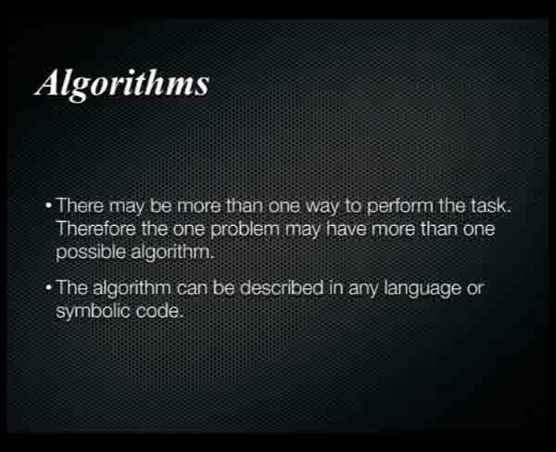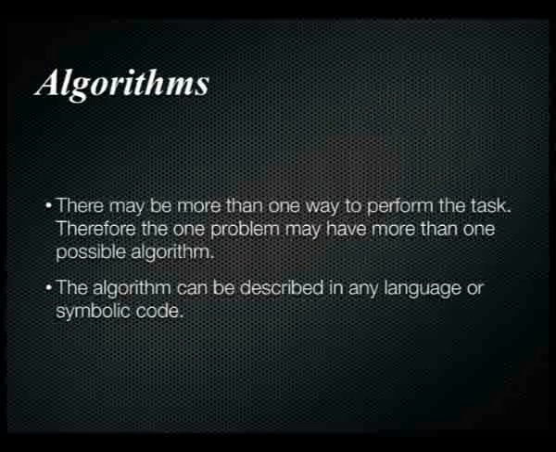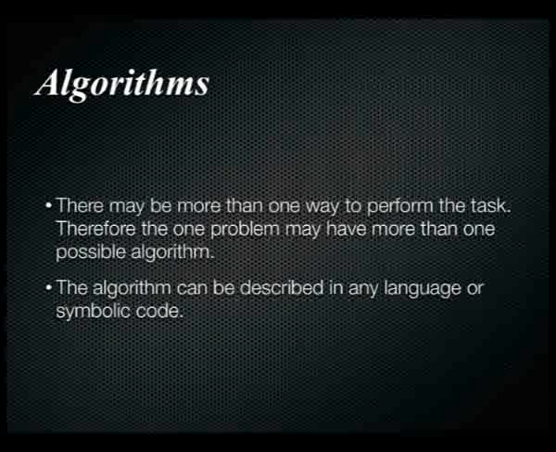The saying, "There's more than one way to skin a cat," is ever so true when it comes to writing programs. There is always more than one way to perform a particular task or to arrive at a particular solution. So you can write an algorithm to solve a particular problem in many different ways. And of course, the algorithm can be described in any language or symbolic code.